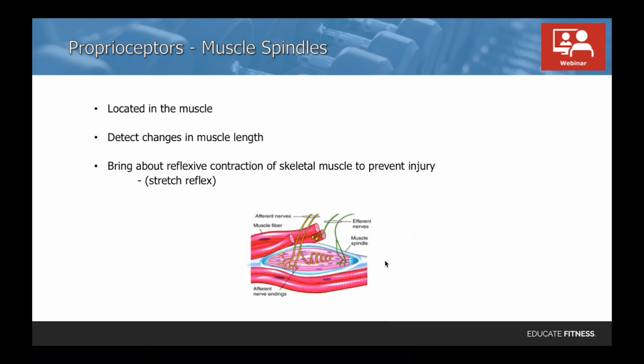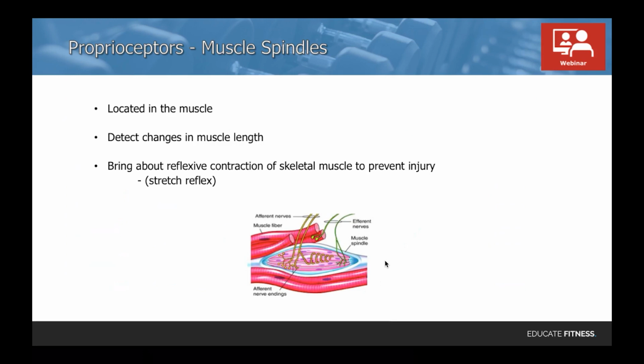So I'm going to repeat that. What do muscle spindles do? They detect changes in muscle length, and then bring about an automatic contraction to prevent injury. An example of this would be the knee-jerk reflex that doctors used to do and still do. They get a hammer and they tap onto your patella tendon.